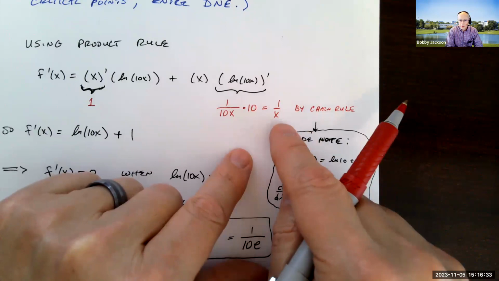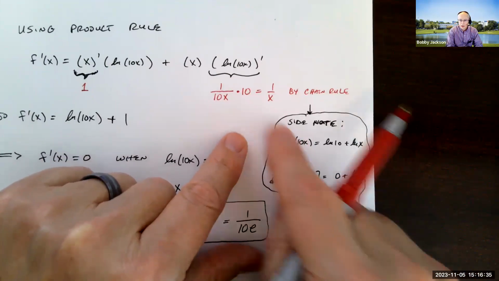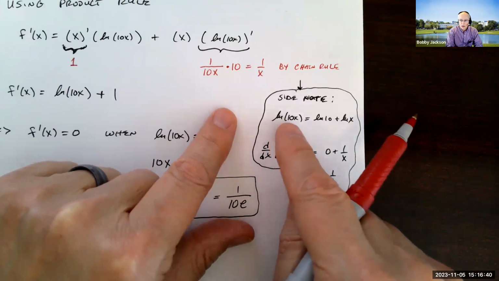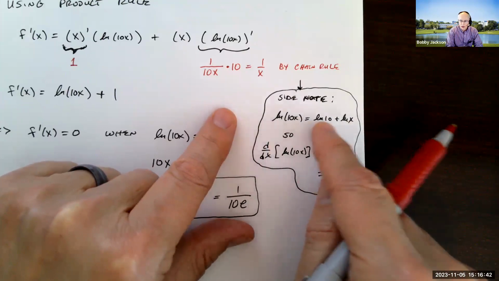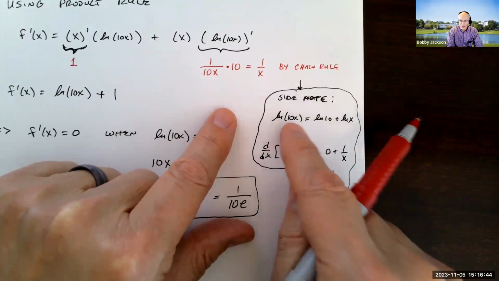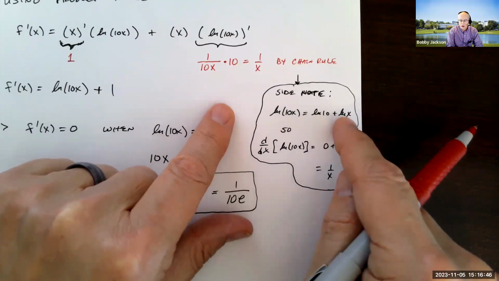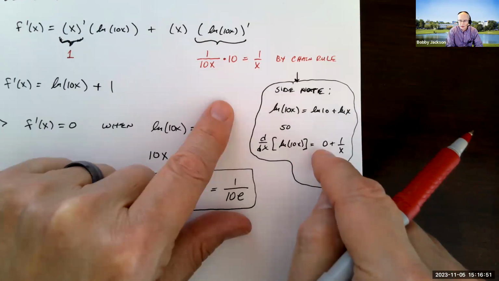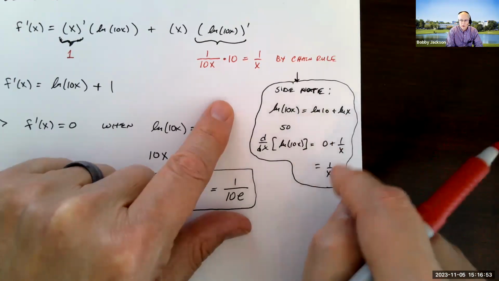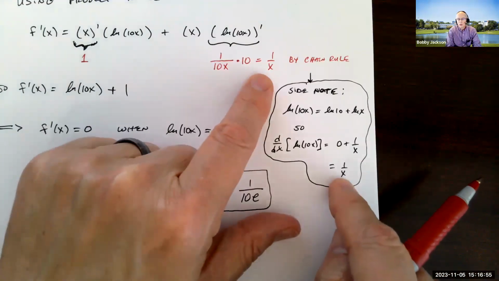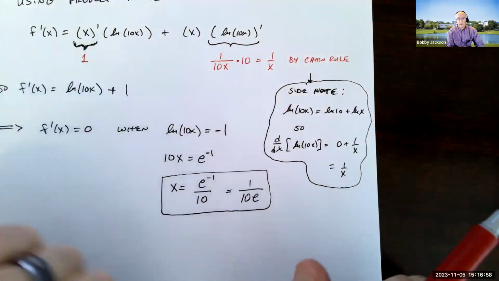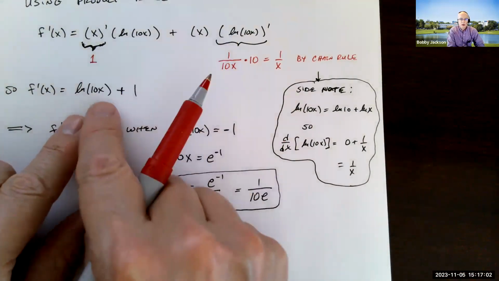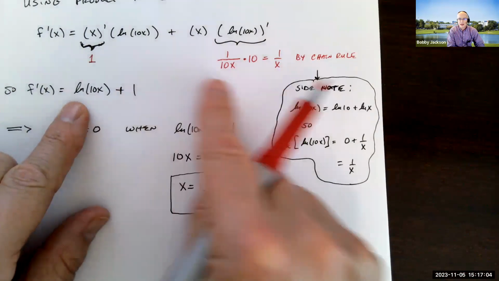Just a side note, so that's by the chain rule. This natural log of 10x, by the property of logarithms, remember the log of a times b is the log of a plus the log of b. So I can write the log of 10x as the log of 10 plus the log of x. And then I can take the derivative. Log of 10 is just a constant, and derivative of that is 0. Derivative of natural log of x is 1 over x. So either way you look at it, you should get 1 over x as the derivative of the natural log of 10x. So over here, I've got 1 times the natural log of 10x plus x times 1 over x.